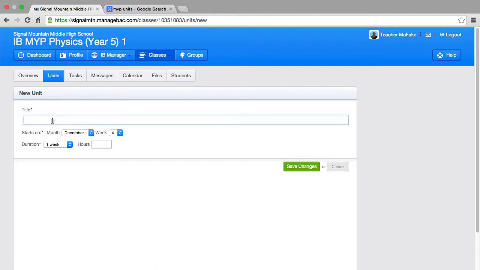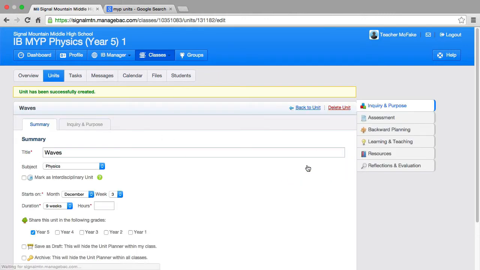Now I'm going to call this the Waves unit. I'm going to have this unit last 9 weeks. Now, since I'm recording this in December, I'm going to have the actual unit start on the 3rd week of December. Understand that obviously you wouldn't do this in real life. If you're confused about what week is which, I've created a link to a document in the link below that'll help you understand which week to use. So go ahead and look at that. I click on Save Changes and I've made my unit.